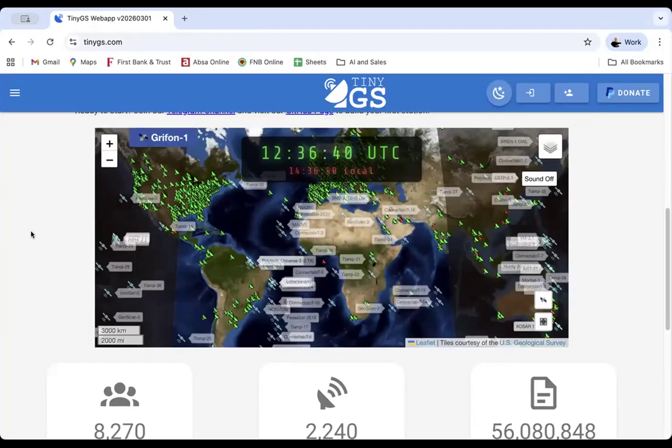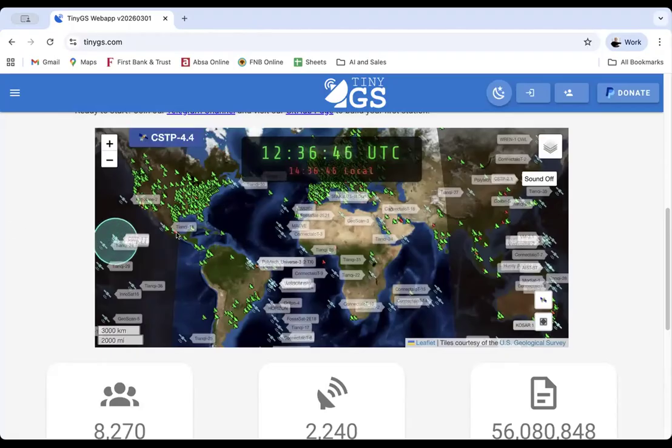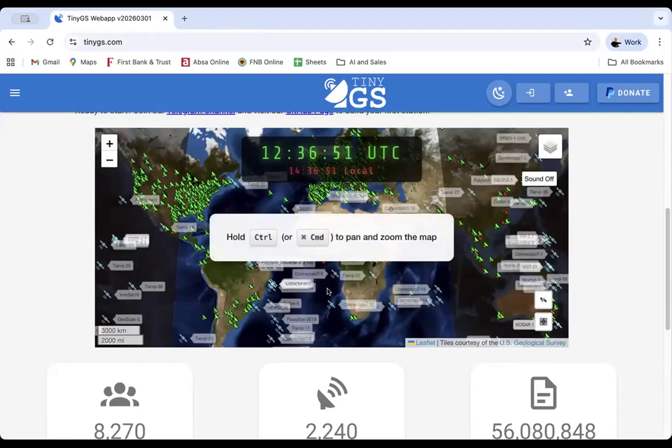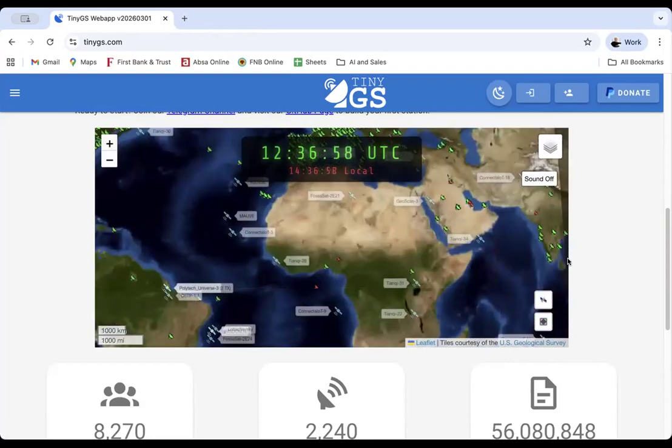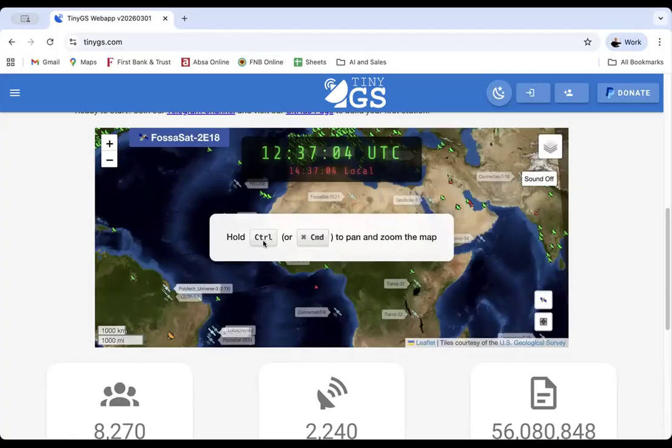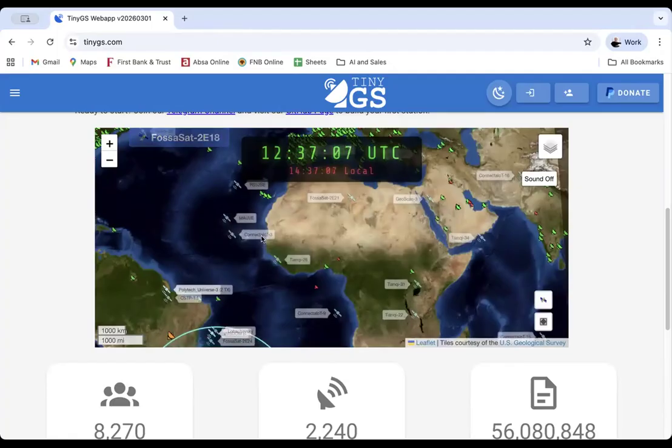However, that being said, let me explain what the tinygs ground station network is all about. All of these green dots over here are, in fact, ground stations. What I'm going to do here is zoom in. I find it quite difficult to navigate this map sometimes.